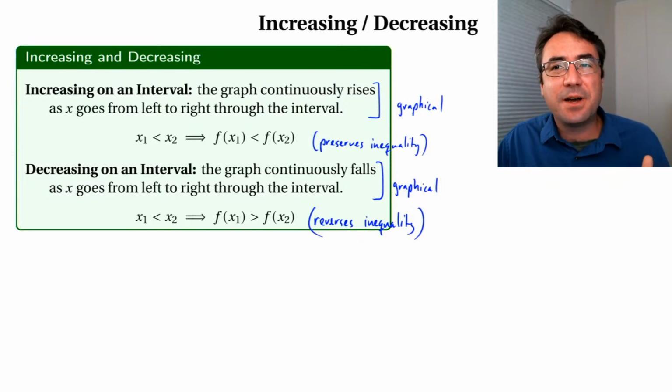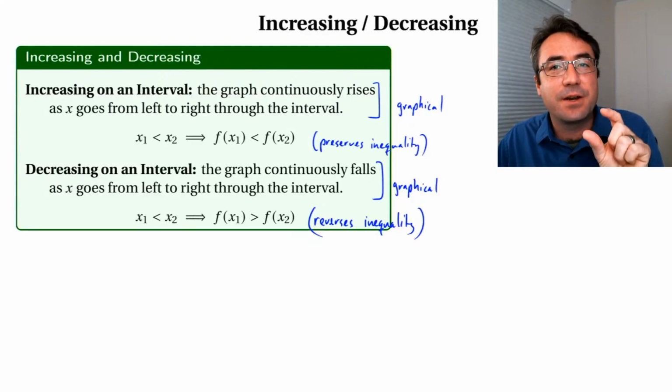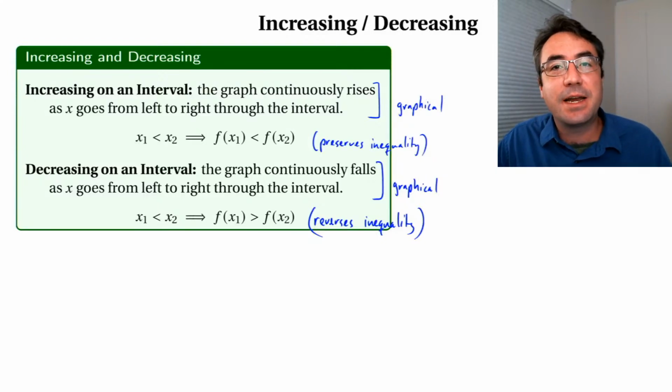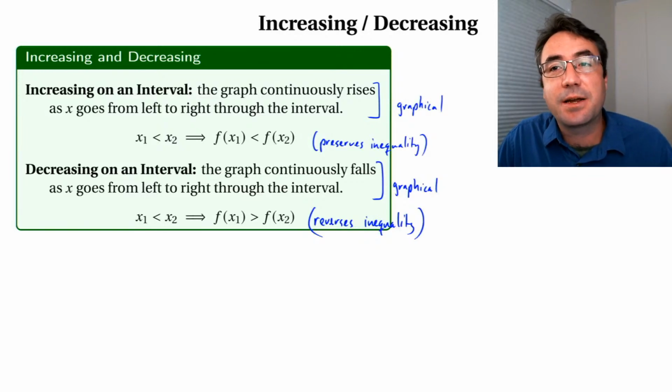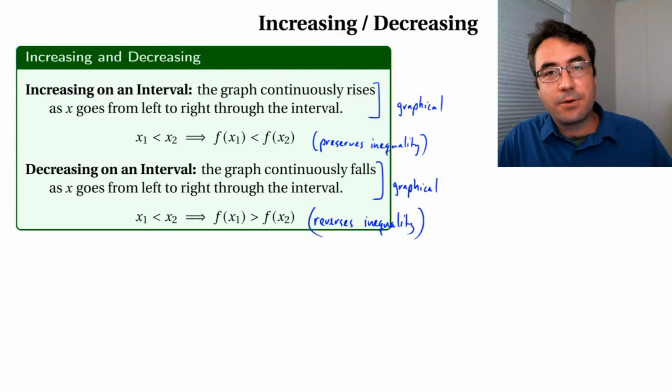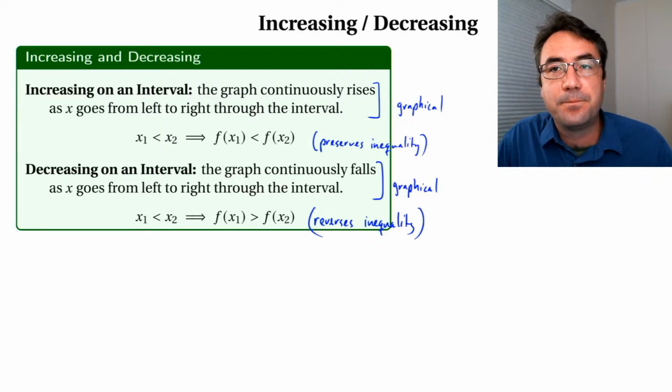And what makes it difficult is the definition only has two x values there. If we're talking about increasing on an interval, there's normally a whole bunch of x values that we need to check. So later on we'll see how to check increasing and decreasing exactly. Right now we're just trying to develop an intuitive idea of what it means for a function to be increasing or decreasing on an interval.